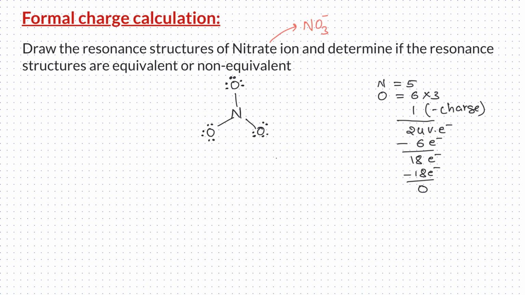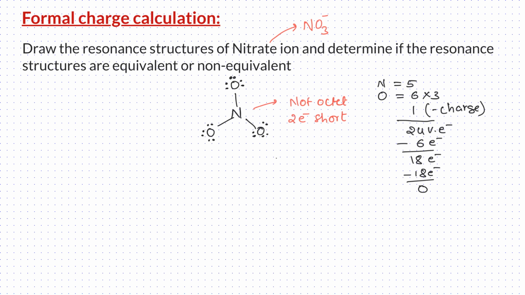Now let's verify if each of the participating atoms has an octet configuration. The 3 terminal oxygens have octet. However, the central atom, which is the nitrogen, is 2 electrons short of octet. So we need to transfer a lone pair from one of the terminal atoms as a multiple bond to increase the valence electrons in the central atom.